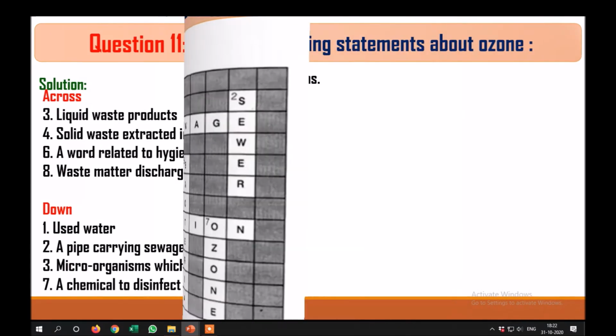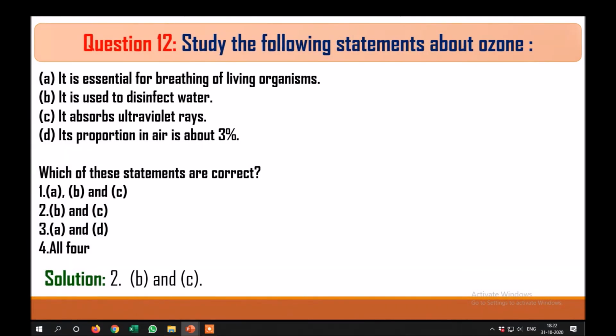The next question is, study the following statements about ozone. A: It is essential for breathing of living organisms. B: It is used to disinfect water. C: It absorbs ultraviolet rays. D: Its proportion in air is about 3%. We have to state which statements are correct. So the correct statements are B and C. It is used to disinfect water. It absorbs ultraviolet rays.